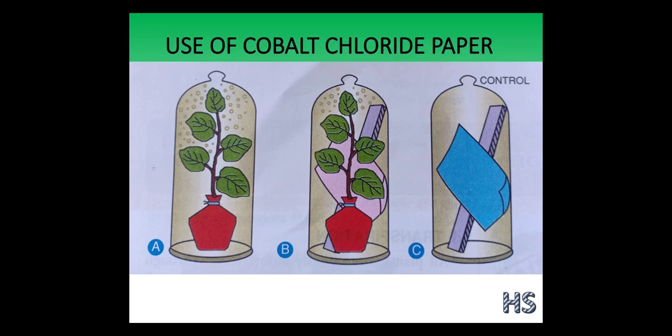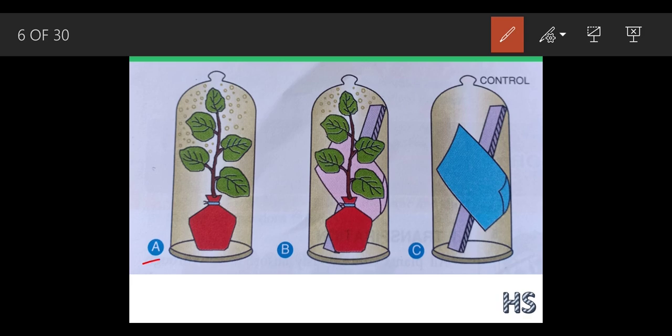This is the use of the cobalt chloride paper. What is the use of the cobalt chloride paper? See, there are three apparatus, apparatus A, B, C. In the first apparatus, we can see this is a well watered plant, which is enclosed with a polythene bag. This is a polythene bag.